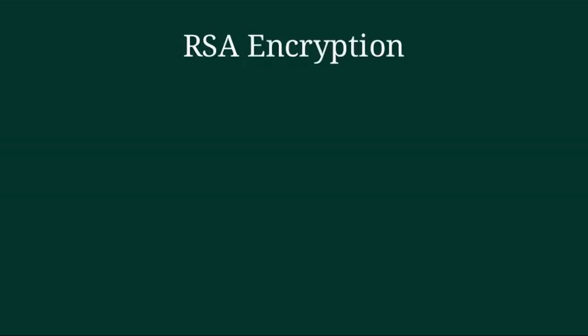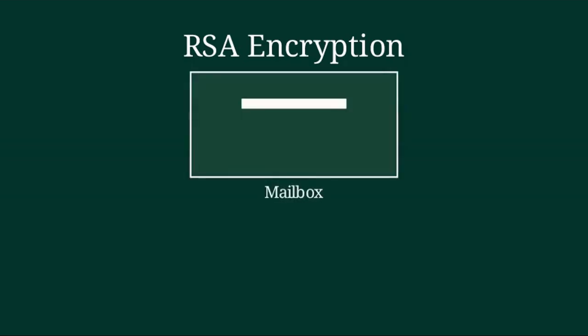In this video, we will learn RSA, a famous way to send secret messages using public and private keys. Imagine a mailbox. Anyone can drop a letter in from the front slot. That is like the public key. Only the owner can open the back using a private key. Even if people know the mailbox location, they cannot read the mail.